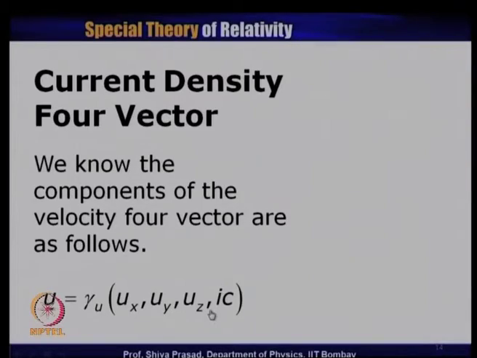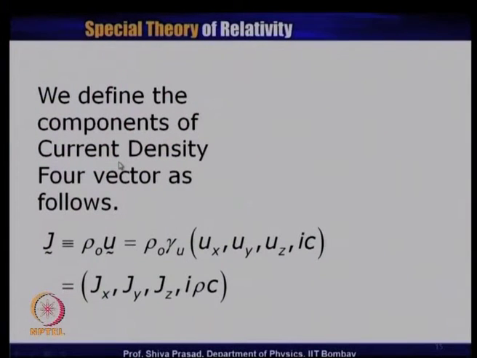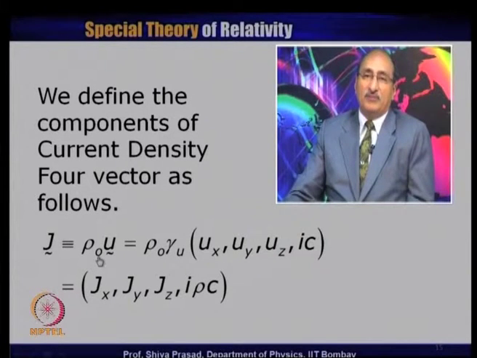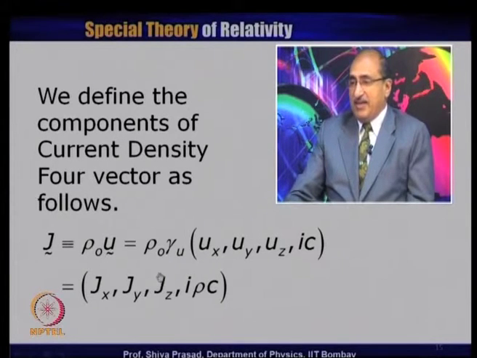Now I can use this to define the charge density 4 vector. All I have to do is multiply by a Lorentz scalar, which I can do by multiplying by rho naught, because we have earlier said that rho naught is actually a Lorentz scalar. So we define the components of the current density 4 vector by multiplying this velocity 4 vector by rho naught. All other components are exactly the same, only multiplied by rho naught.